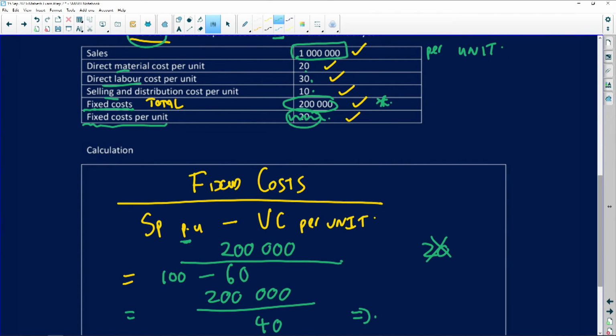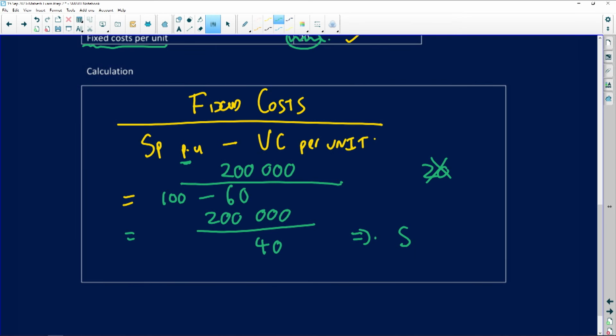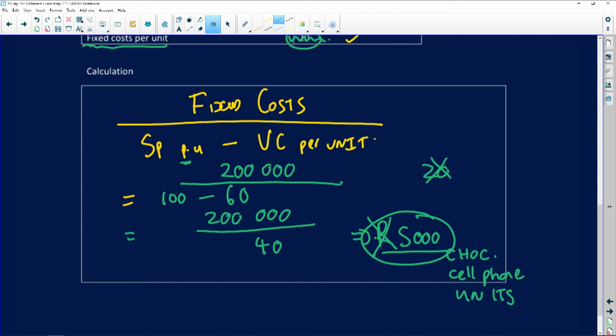5,000 units. Okay, so 5,000 chocolates, 5,000 cell phones, whatever you are producing in terms of units. Do not put that Rand in front, because generally this is what the students do. So in order to break even, this business needs to produce 5,000 units.